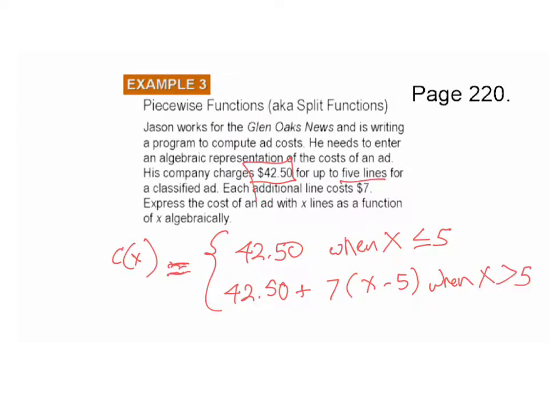All right. Write that down. That is our split function. x represents the number, and C of x represents the cost of the ad. When you get that down, press play to advance to the next slide.